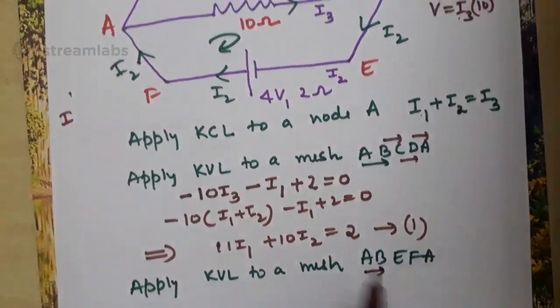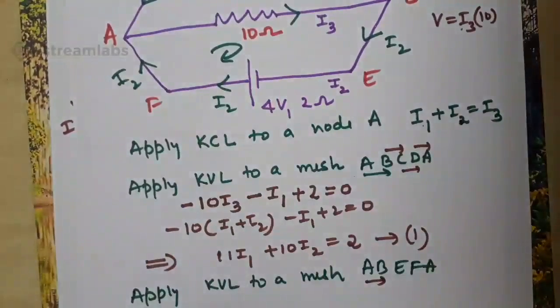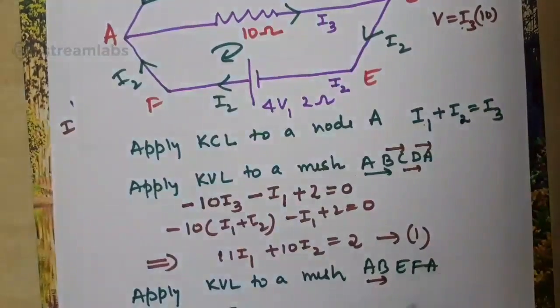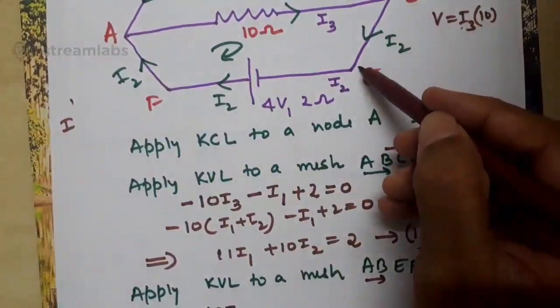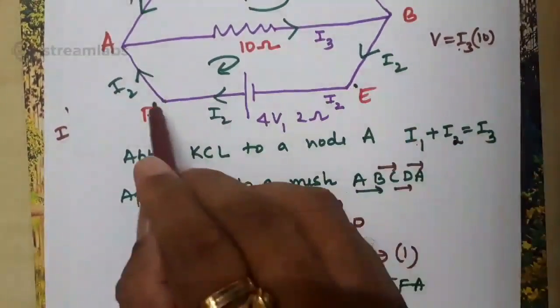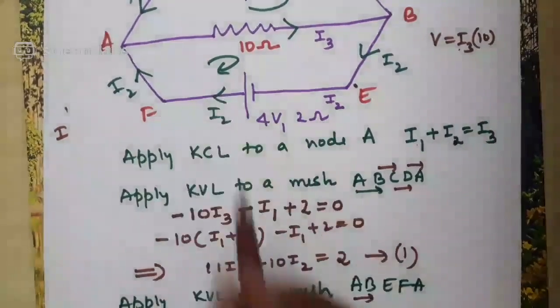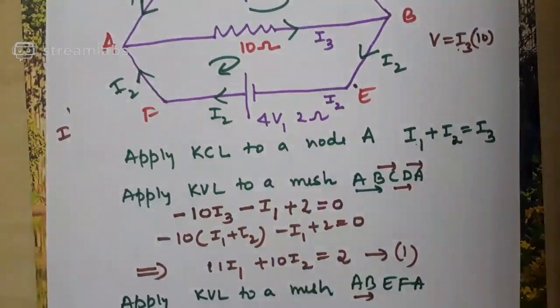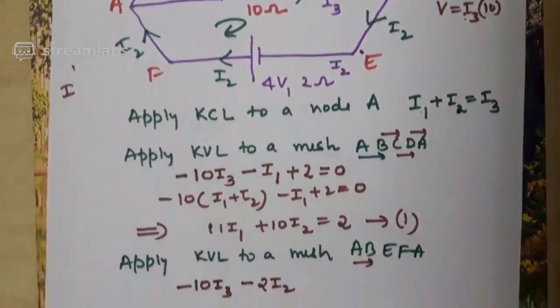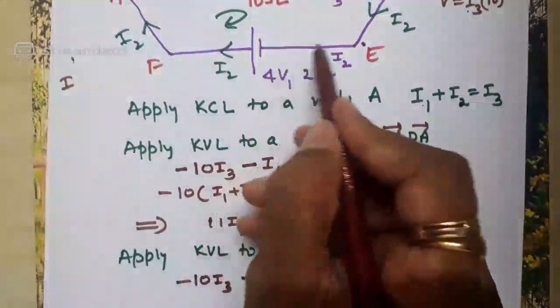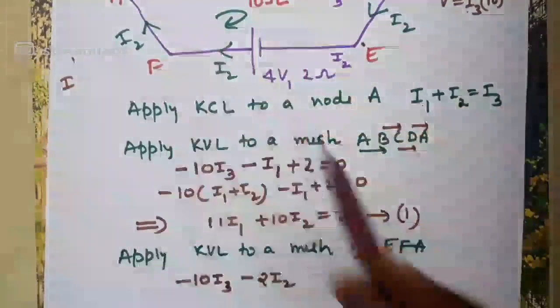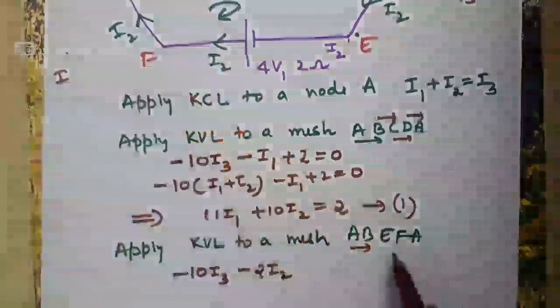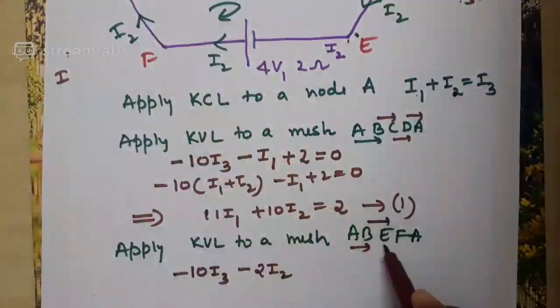Move from A to B. Be quick. A to B. Product of current and the resistance. KVL I am applying. 10 I3 plus or minus? Minus 10 I3. A to B, current is also from A to B, mesh is also from A to B. B to E, what is the resistance? 0. E to F, what is the resistance? 2 ohm. 2 into, what is the current? I2. Current in that branch is I2. Plus 2 into I2 or minus 2 into I2? It is minus because direction of the current and direction of a traverse are same. Direction of a current is from E to F, direction of a traverse is also from E to F.